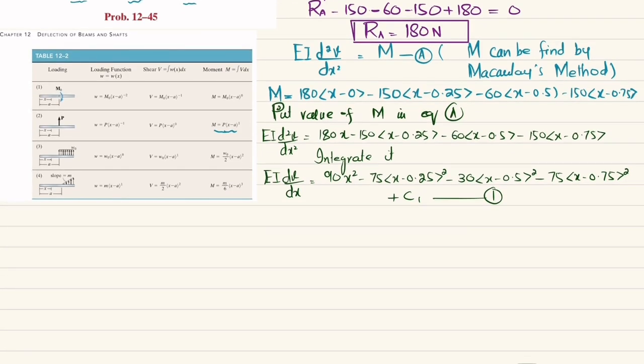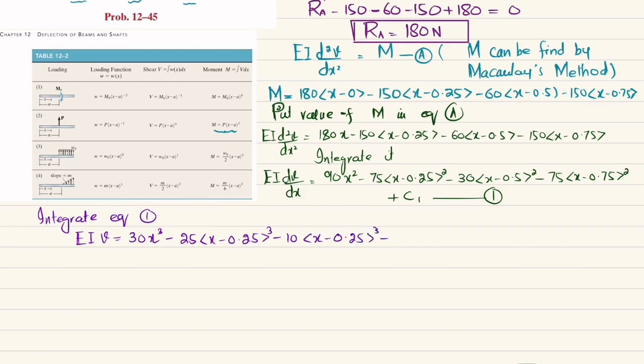What we will do next is integrate equation 1 again. So you will get EI v equal to 90x cube divided by 3, which is 30x cube, minus 75 into x minus 0.25 whole cube divided by 3, which is 25 into x minus 0.25 whole cube, minus 30 into x minus 0.5 whole cube divided by 3, which is 10 into x minus 0.5 whole cube, and minus 75 divided by 3, which is 25, so 25 into x minus 0.75 whole cube, plus C1x plus C2. This is your equation number 2.